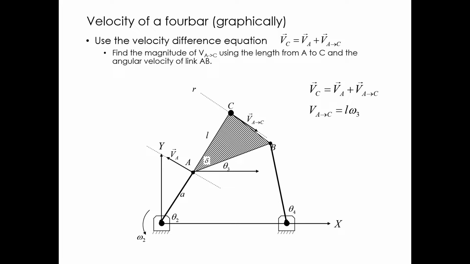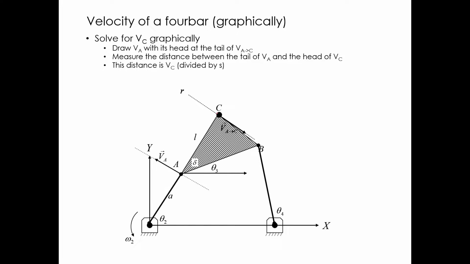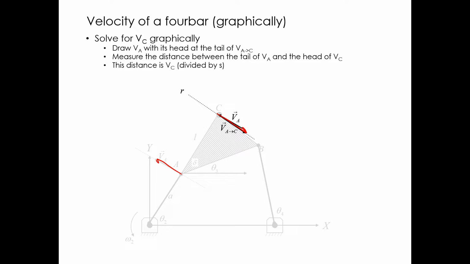We can then use that to find the velocity of point C. We take out the velocity of A. We need to add on the relative velocity of C with respect to A. We know that's going to be perpendicular to the position vector from A to C, so we draw a perpendicular there. And then we calculate the magnitude by taking omega 3, multiplying it by L, and then we get the velocity of C with respect to A. Add the vector velocity of A, so we add those two vectors, and we get the vector sum of the velocity of A and the velocity of C with respect to A.